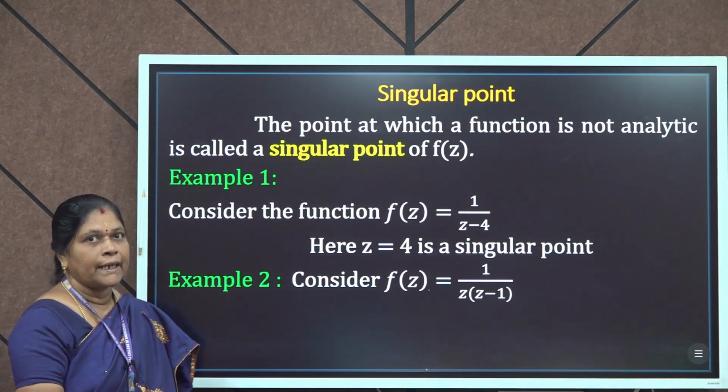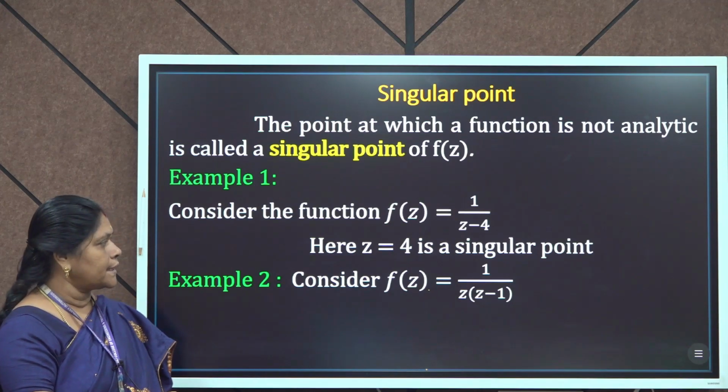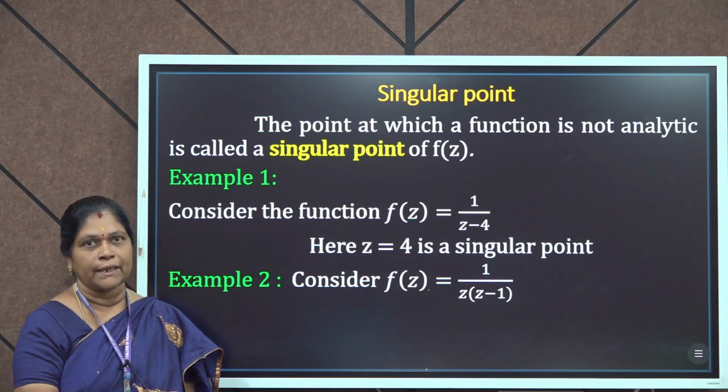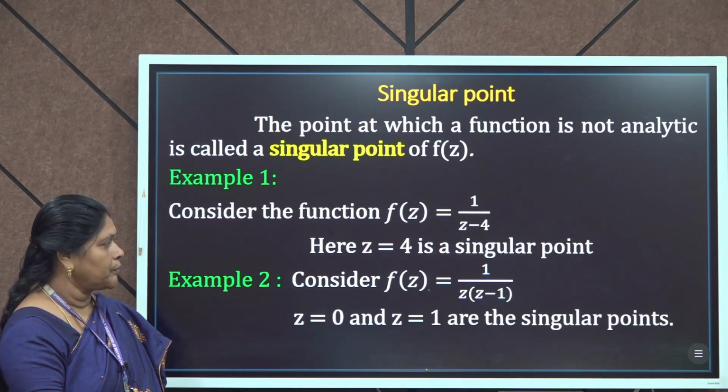Another example, a function may have more than one singular point. Here consider the function f of z is equal to 1 by z into (z minus 1). Here the singular points are z is equal to 0 and z is equal to 1.